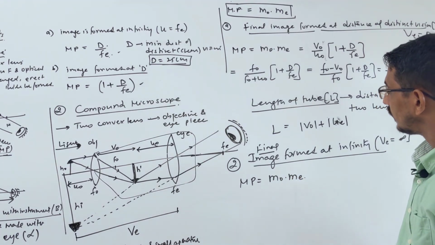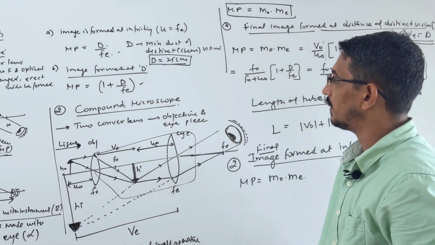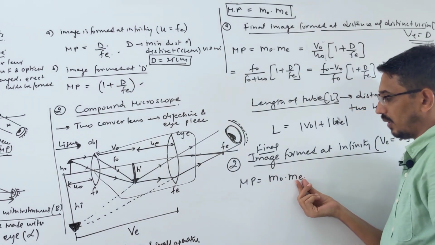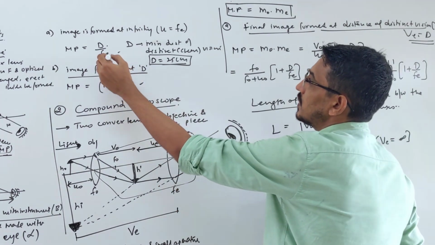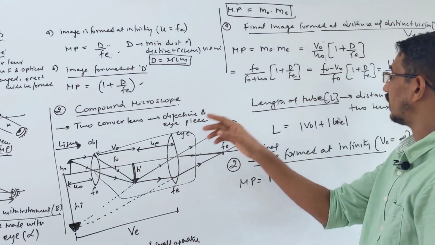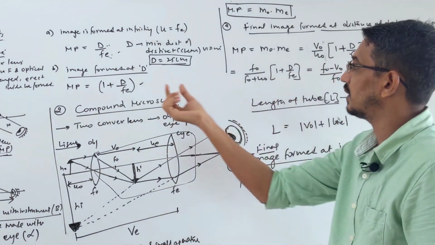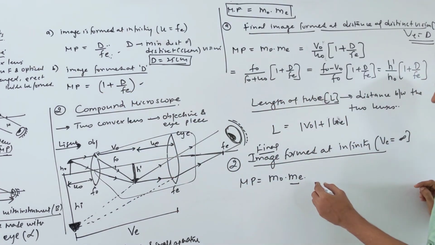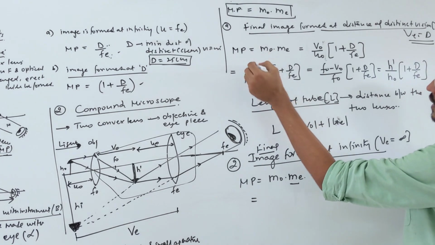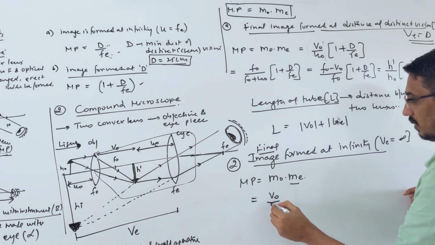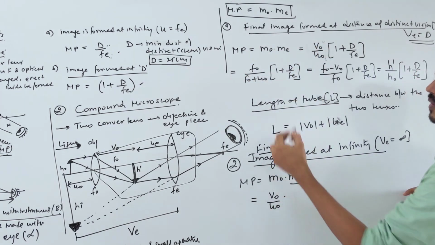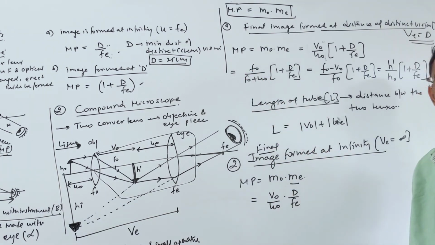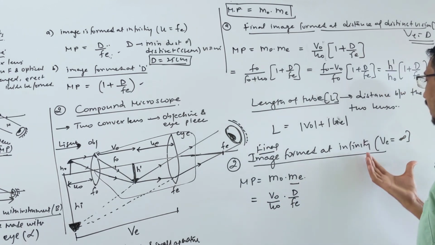So look here, everything will remain the same. What will change? If you watch carefully, the magnifying power due to the eyepiece, like here we wrote in case of image at the distance of vision, is the answer. Same way here, it will be D by FE. M naught has no change, same answer only, V naught by U naught. This M is D by FE. That's your answer. This is the magnifying power when image is formed at infinity.